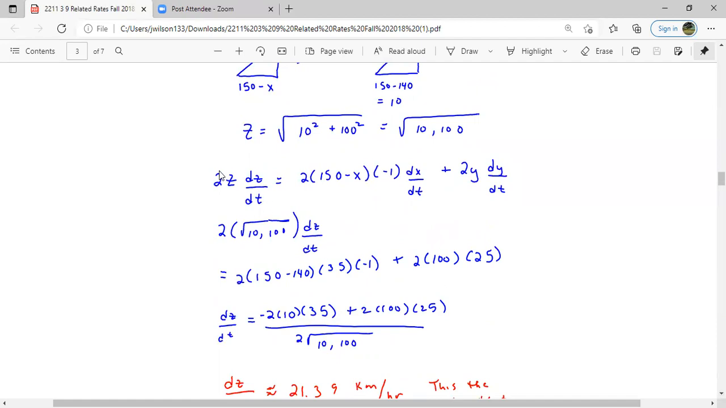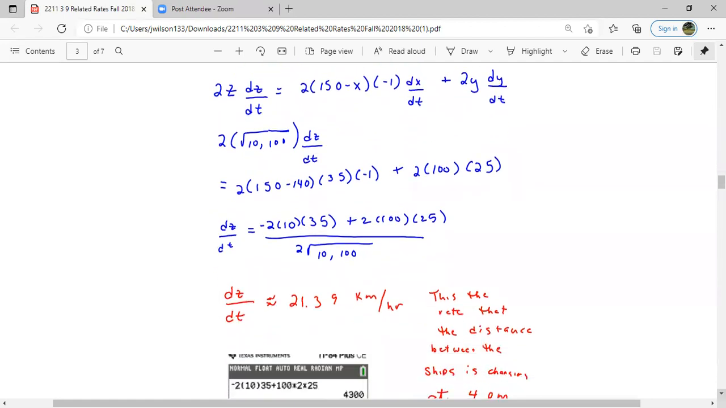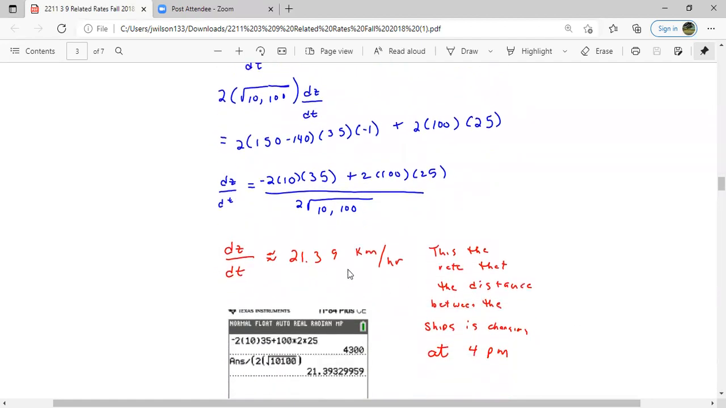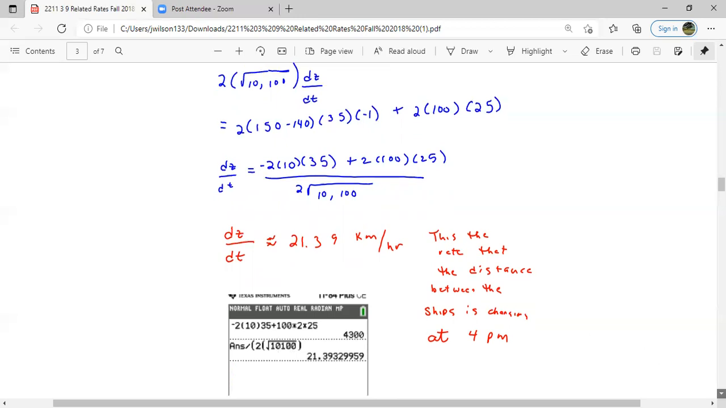I just need to divide by 2z. That's where this came from. So then I can substitute all in my calculator and get approximately how fast the distance between them is changing. And it says 21.39 kilometers per hour. And this is the rate that the distance between the ships is changing. And that's just where I put it on my calculator.